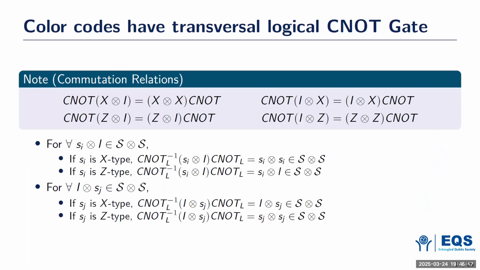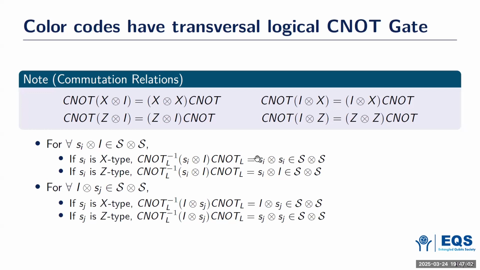Now let's verify that this logical CNOT gate is actually a logical operator, and then let's show that it acts as a CNOT gate. This is a commutation relation between the CNOT gate and Pauli operators. For any stabilizer generator of the form S_i tensor identity, if S_i is X type, this conjugation becomes S_i tensor S_i, which also belongs to the stabilizer group.